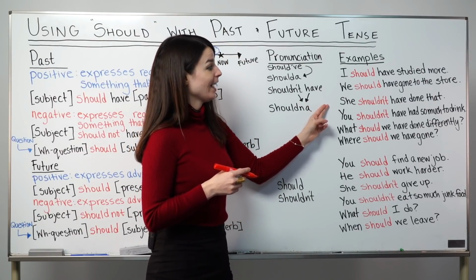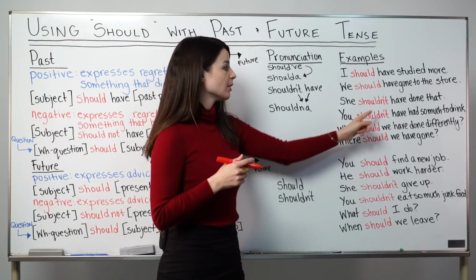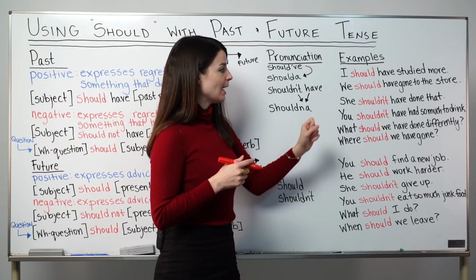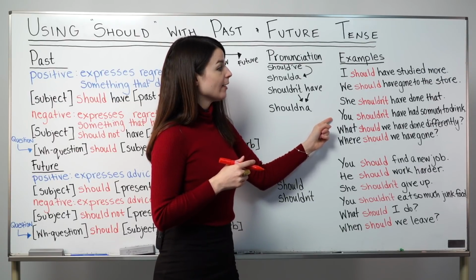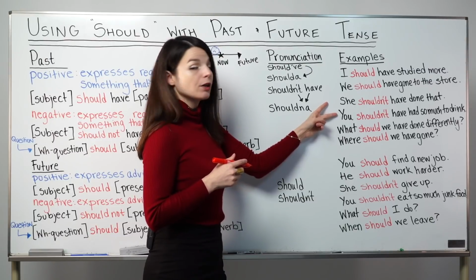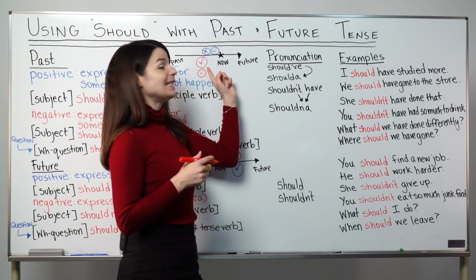She shouldn't have done that. So here I've already reduced this shouldn't. She shouldn't have done that. And you shouldn't have had so much to drink. So again, these two express regret for something that did happen.